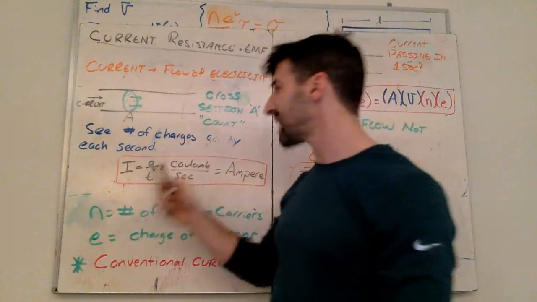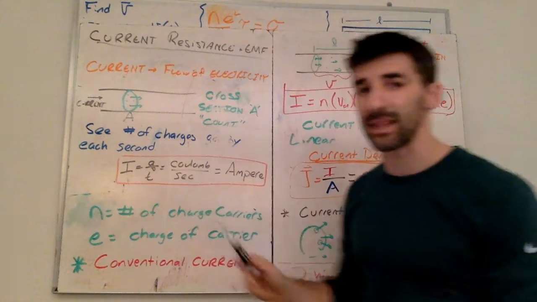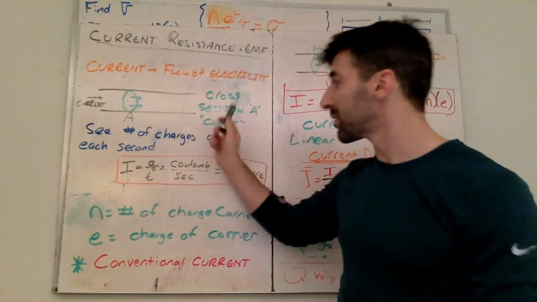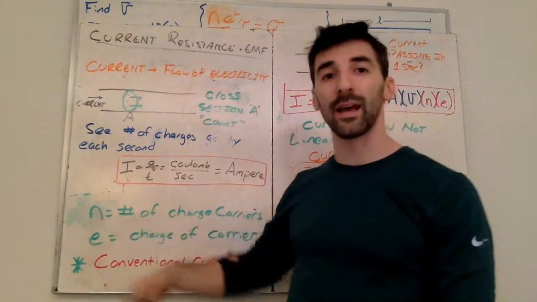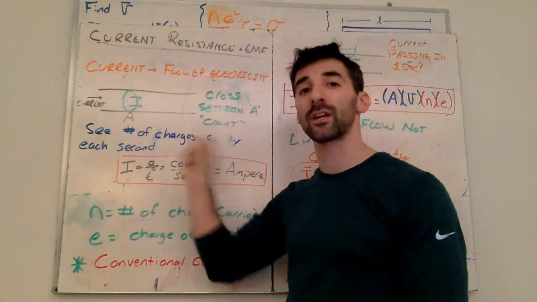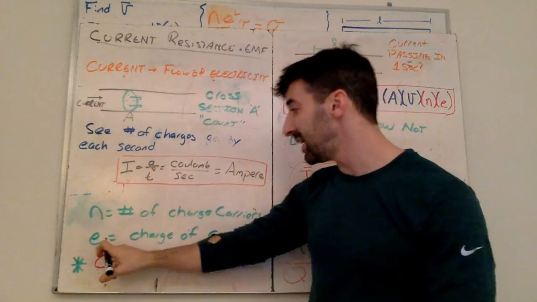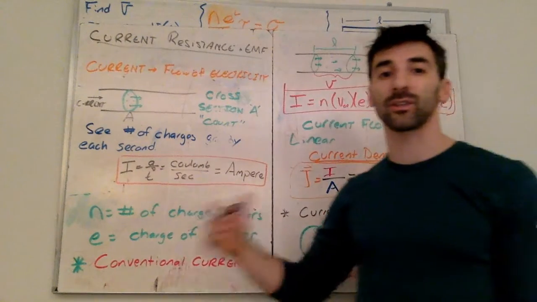To be more specific, the number of charge carriers is going to be N, the number of charge carriers that I have moving. And E is just going to be the charge of my charge carrier.